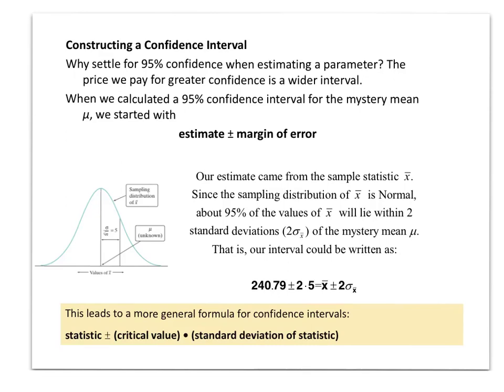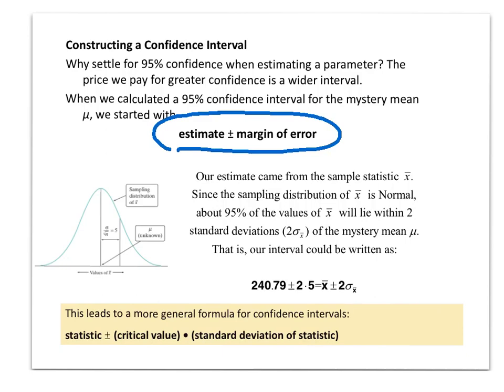Okay, when constructing a confidence interval, we need to realize that, for example, a 95% confidence interval isn't perfect. The idea is that if we were to widen that confidence interval, yes, we would be more confident in our answer, but usually at a cost. So when we calculate a 95% confidence interval, again, this is the formula that we use for confidence intervals: estimate plus or minus margin of error.